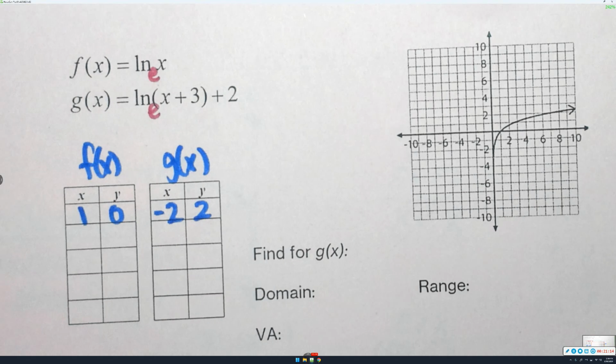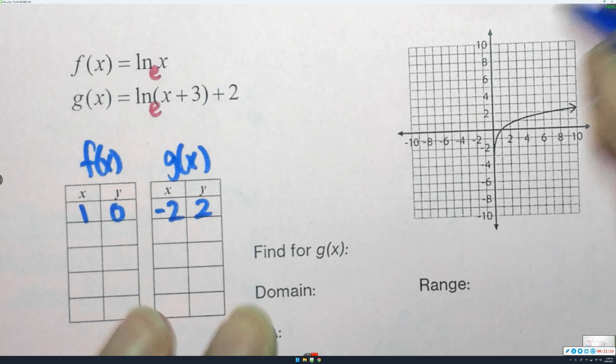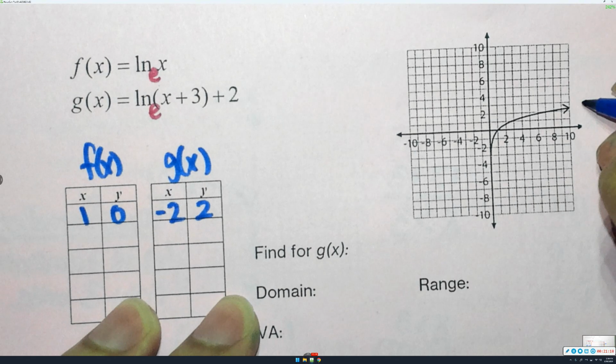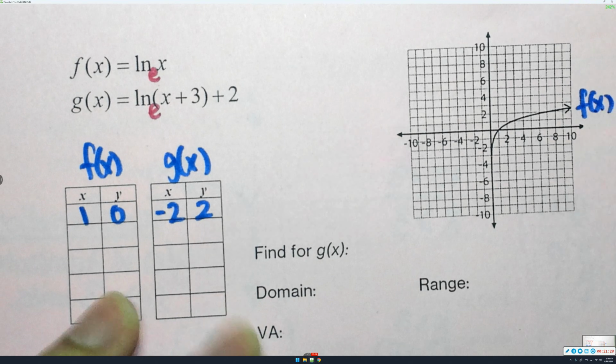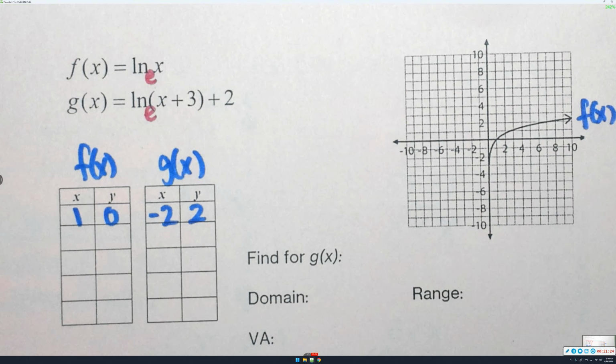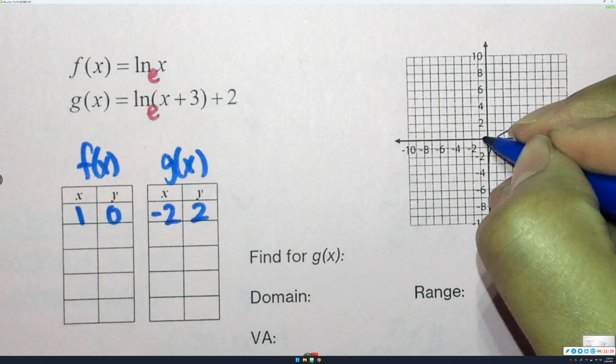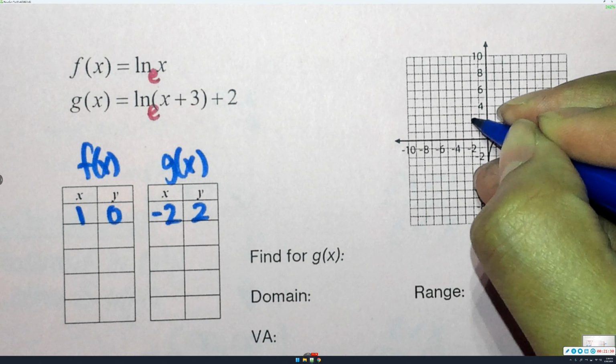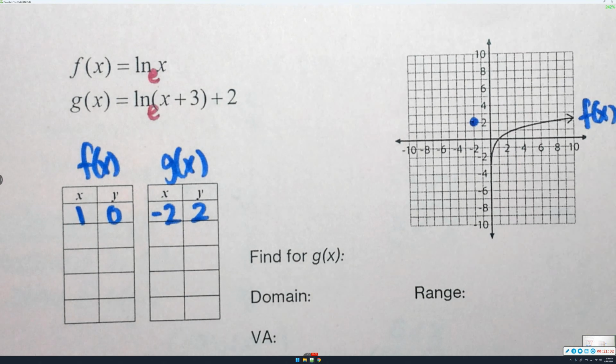Okay, and now on the right-hand side, I'm going to label this graph as my f of x. That's the original. Then I am going to plot the first point of accuracy for g of x, which is located at -2, 2, which should be right there.